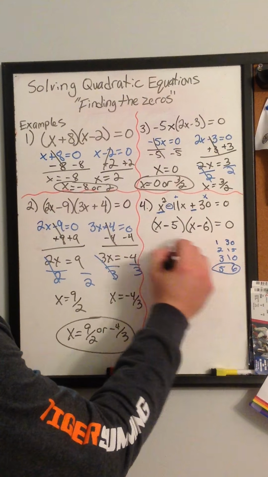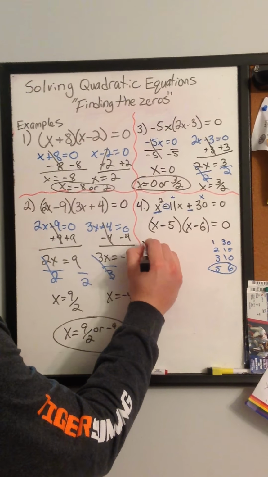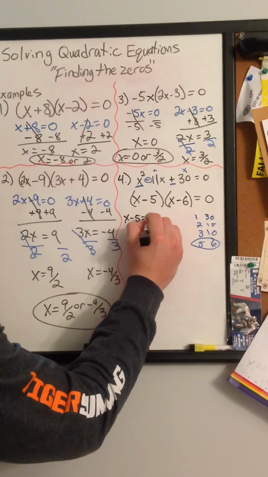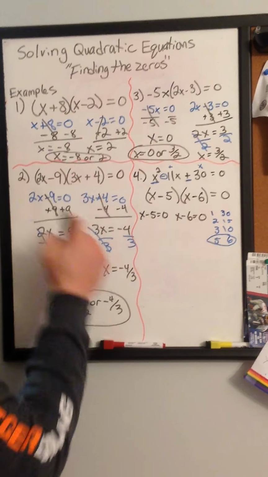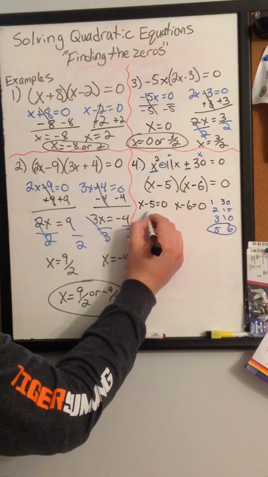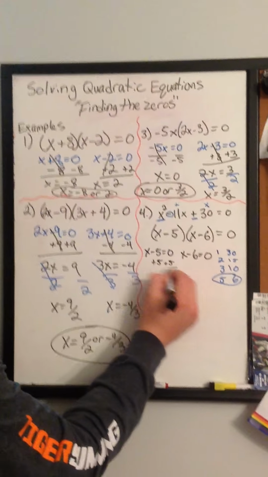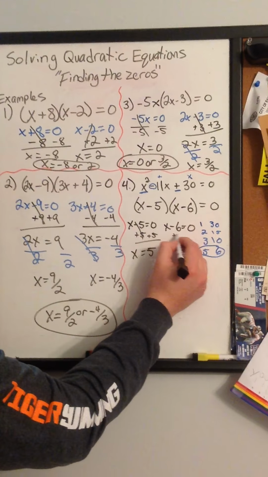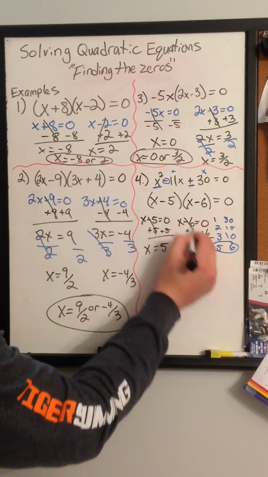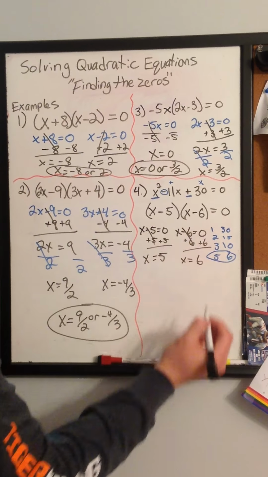So to check your work, we want to go here now and solve each one. So we're going to set each one equal to 0. Just like we did in the first example, we're going to solve for x. Add 5 to both sides. We get x is equal to 5. Add 6 to both sides. X is equal to 6. So x is equal to either 5 or 6.